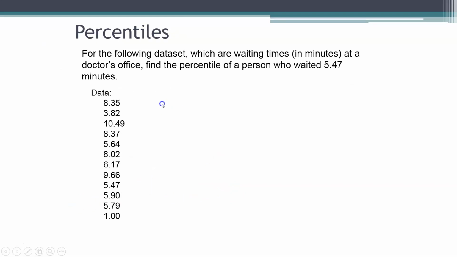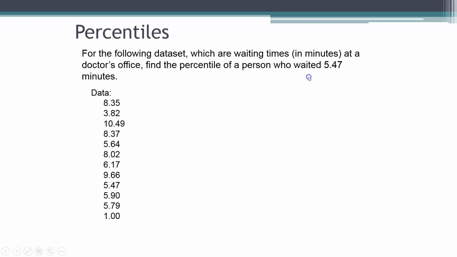All right, so here's a data set that we're going to be working with for the rest of this video. These are waiting times at a doctor's office, in minutes. So one person waited 8.35 minutes, one person waited 3.82 minutes, etc.